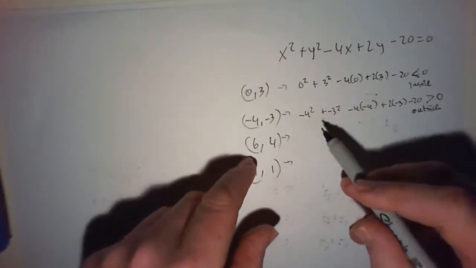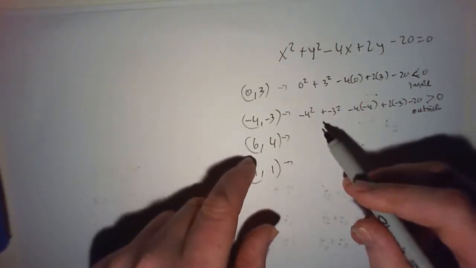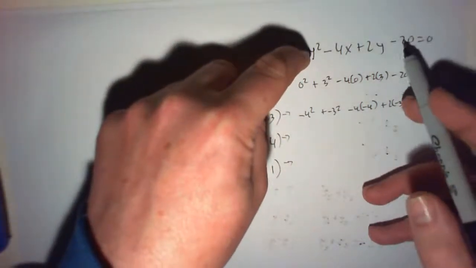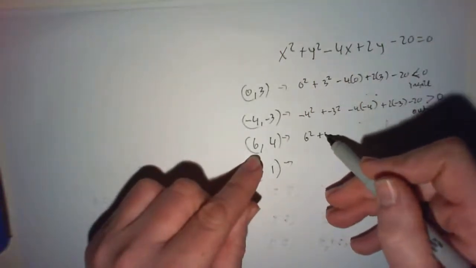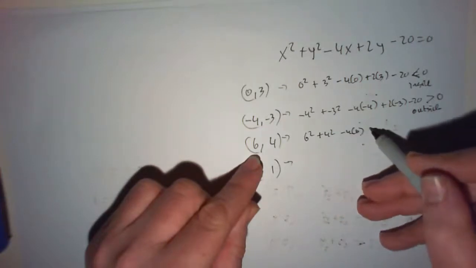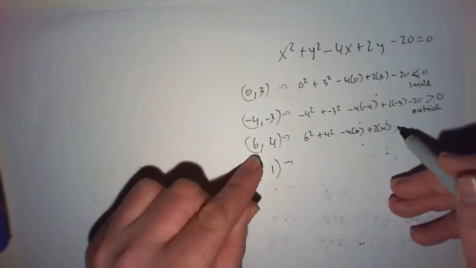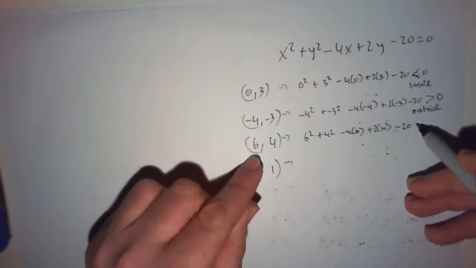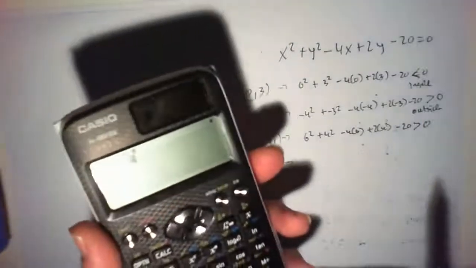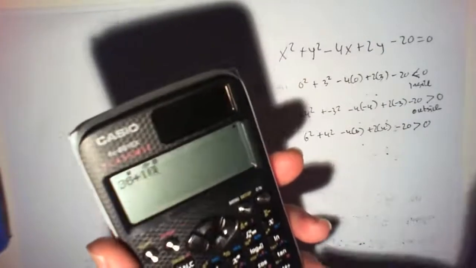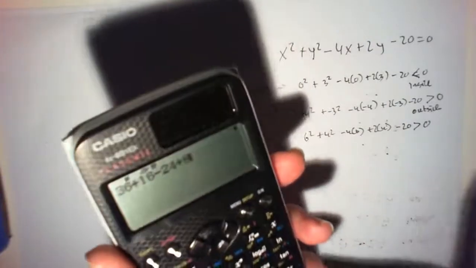6, 4. Listen, I don't even need to do this one. This one's going to be, I don't know, 36 plus 16 is 52, minus 20 is 32. Oh, it's going to be close. I think I'll do it. 6 squared plus 4 squared minus 4 times 6 plus, no, it's definitely bigger, isn't it? That's greater than 0. I'm pretty sure of it. I'll just quickly check it. 36 plus 16 minus 24 plus 8 minus 20, 16. Yeah, it's greater than 0, so it's outside.